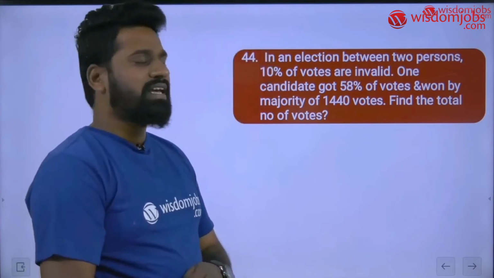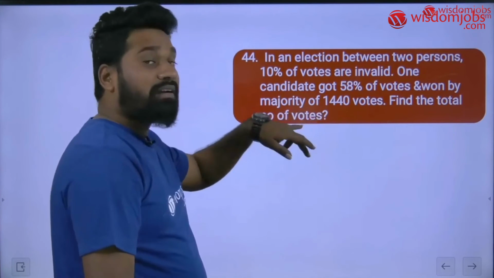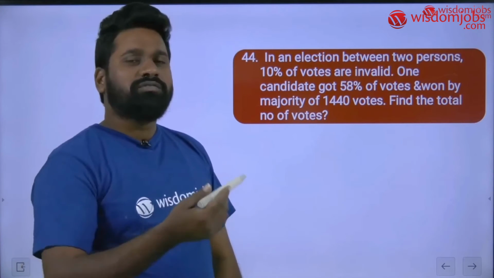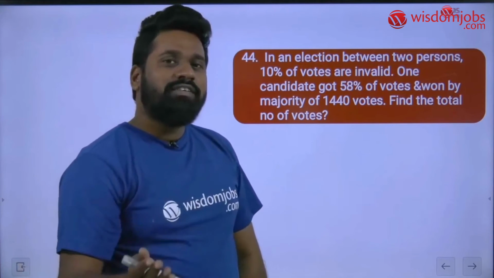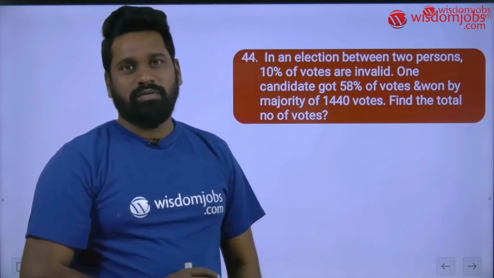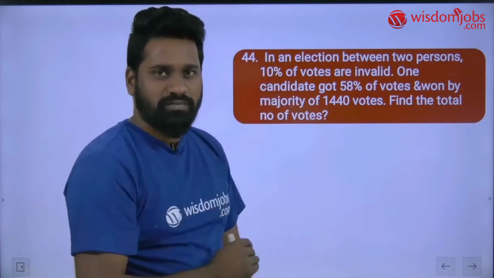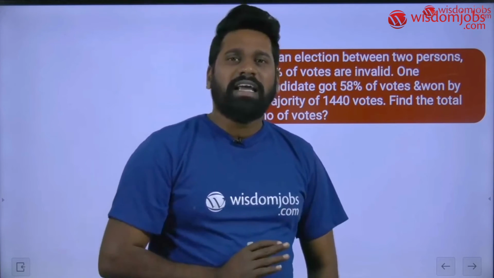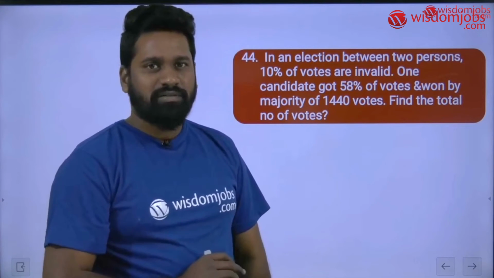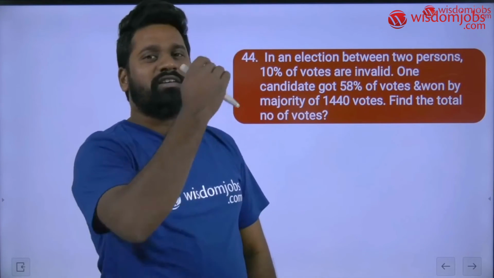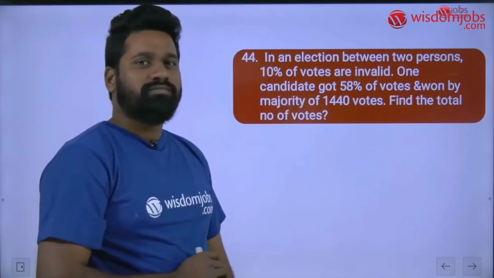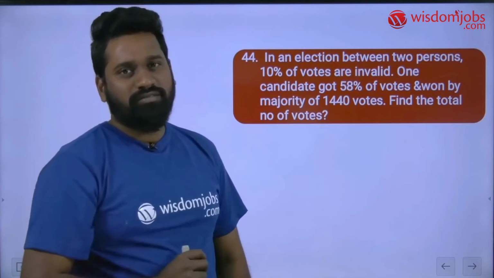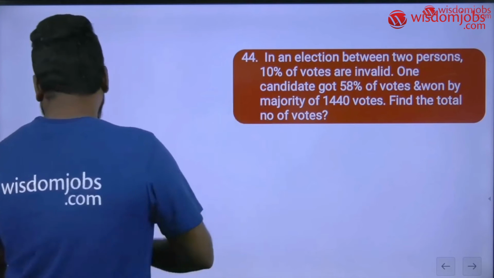One thing you can observe clearly: it is asking for the total number of votes, not valid votes or invalid votes. When it asks for the total number of votes, that includes invalid votes also. Total number of votes polled. Some of the votes will definitely be invalid because of mistakes. Including those, only then is it called the total number of votes. Is it clear? Valid votes plus invalid votes is the total number of votes. Let us see it.